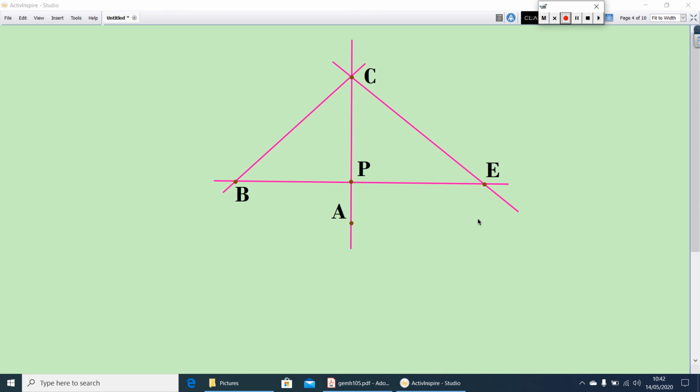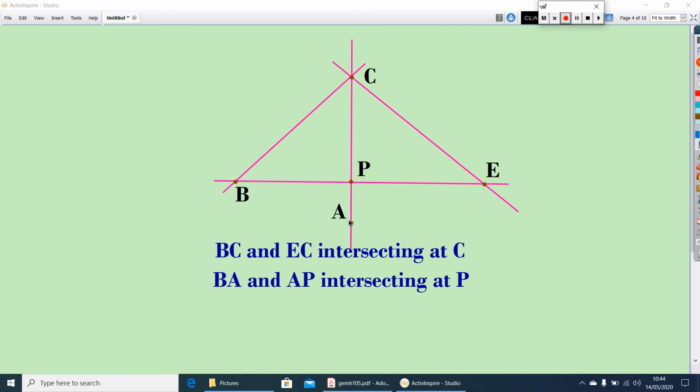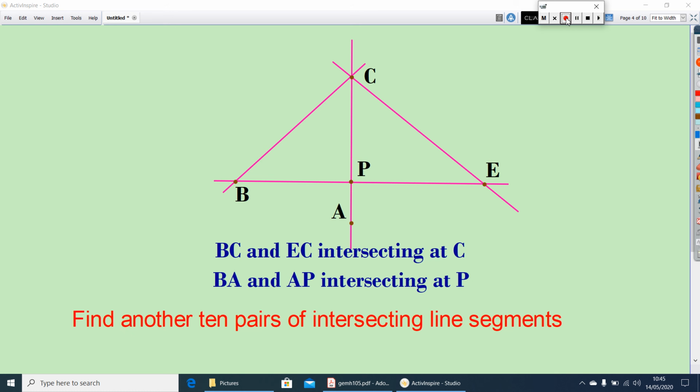Here is a figure. You can find many intersecting line segments. For example, BC and EC intersecting at C. Similarly, BA and AP intersecting at P. Now, you can find another 10 pairs of intersecting line segments using this figure. Do it.